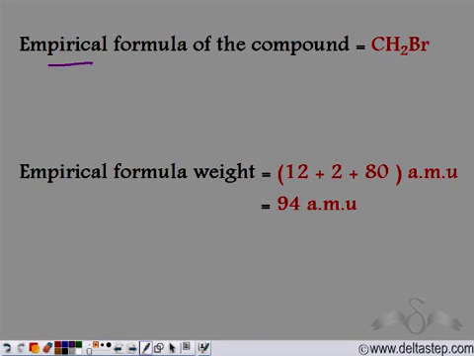Now we calculate its empirical formula weight. So the atomic mass of carbon is 12. Atomic mass of each hydrogen atom is 1, so for 2 we get 2. Similarly, atomic mass of bromine is 80. So when we calculate the empirical formula weight, we get 94 atomic mass unit.